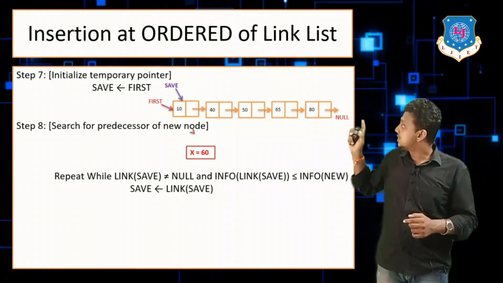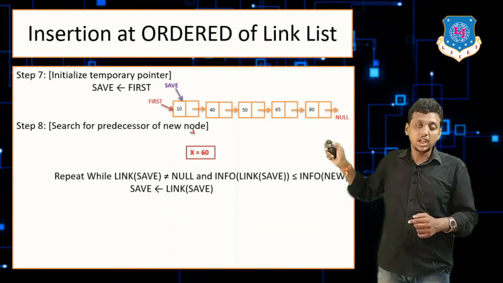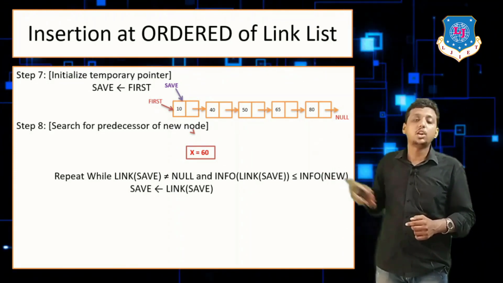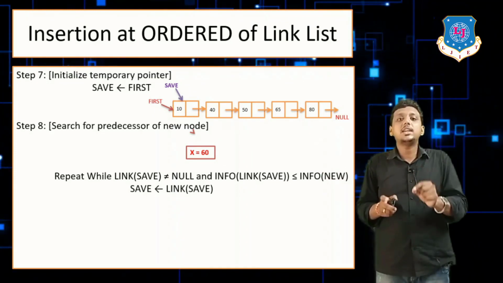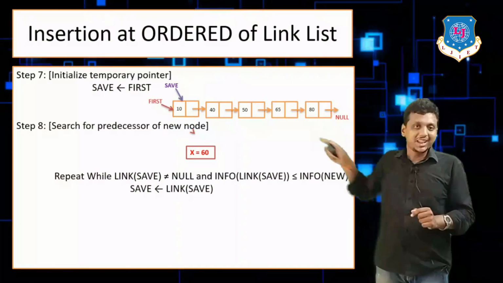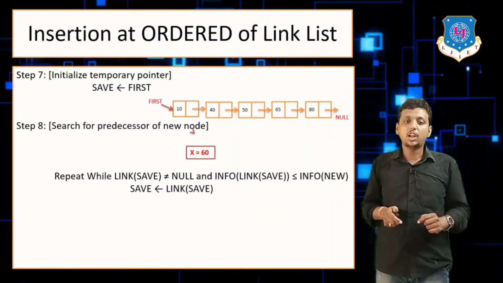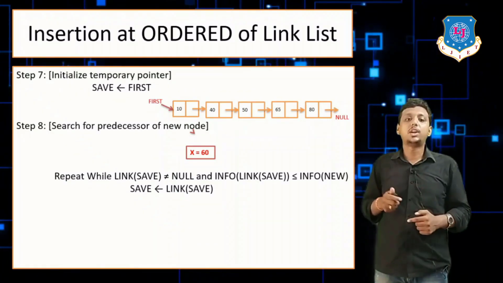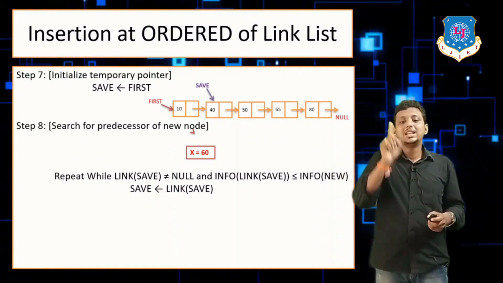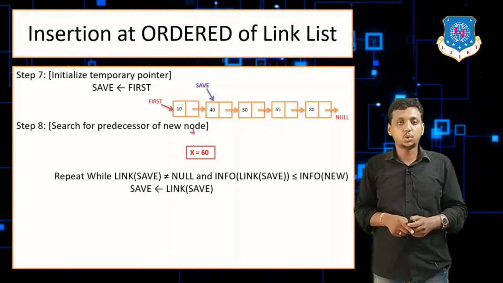Students, the link of save becomes 40. If my save is pointing at 10, then the link of save becomes 40. So what happens? The save will move further, because 40 is less than or equal to 60, the condition is true.